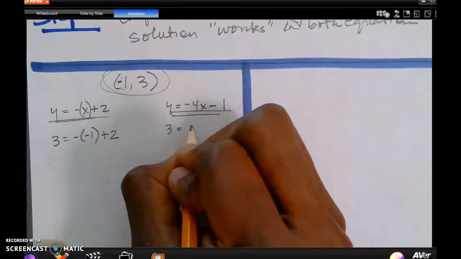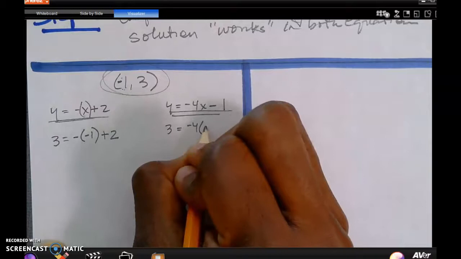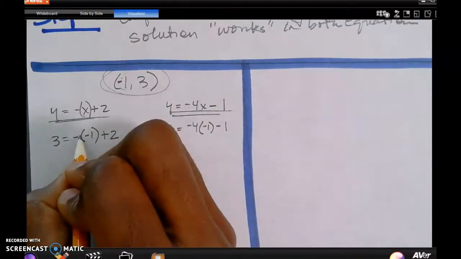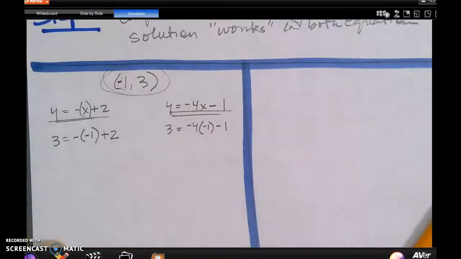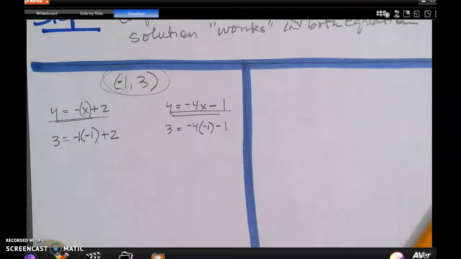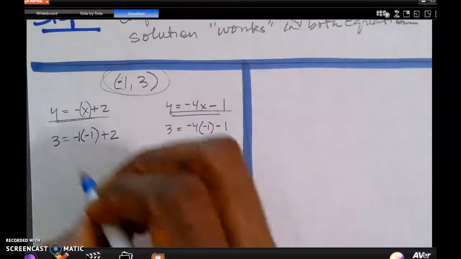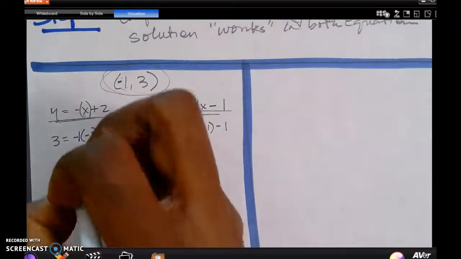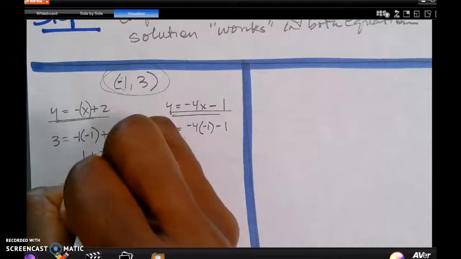Okay? I'm going to do the same thing over here. Negative 4 times a negative 1 minus 1. Okay, so again, based on the distributive property, we imagine this to be an imaginary 1. When I use the distributive property, that means that I am multiplying what's on the outside times what's on the inside. Negative 1 times a negative 1 is going to give me a positive 1 plus 2.